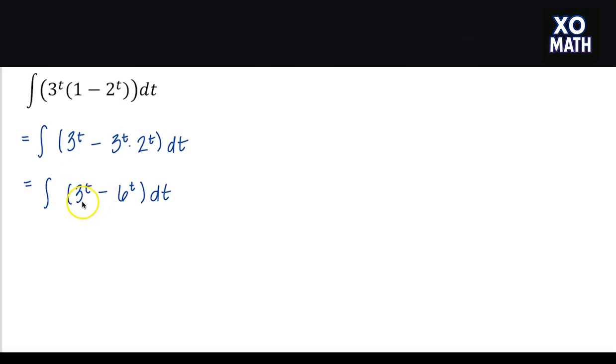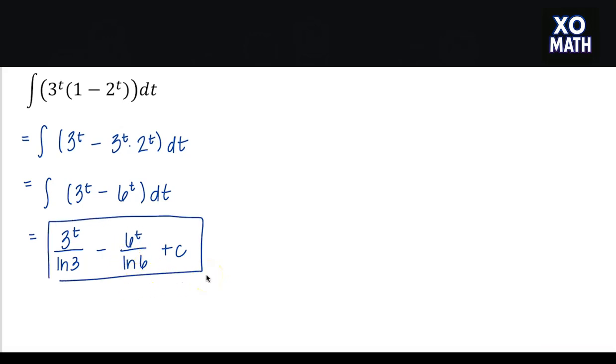And so the antiderivative of a general exponential, which is what I have in each term, is going to be 3 to the t divided by natural log of the base, and then minus 6 to the t divided by natural log of the base, plus c. So 3 to the t over natural log 3 minus 6 to the t over natural log 6 plus c.